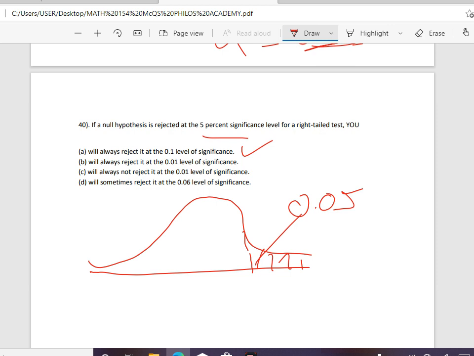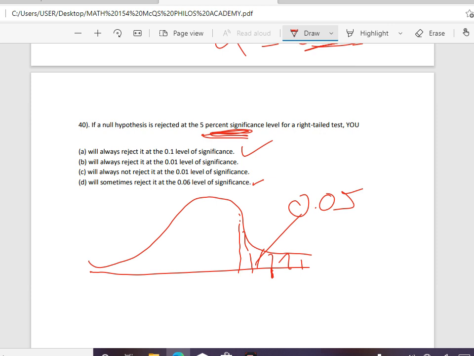Let's check D to B and see if it makes sense. They say we'll sometimes reject it at 0.06 level of significance. So at 0.06 level of significance, meaning maybe it was here. Let's come here. They say we'll always not reject it at 0.01. 0.01 would have been somewhere here. You will still reject it at 0.01. Any significance which is lower than this significance, you will always reject it.